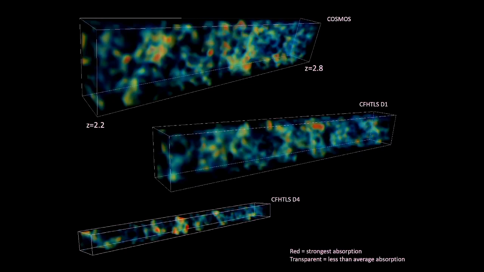We have a few different visualizations. Here you can see the 3 different fields we've observed, and on the long axis here is redshift from 2.2 to 2.8, and the color here is encoding the amount of IGM absorption. The red regions have the most, the transparent regions have average or less than average absorption, and you can immediately see that there's a lot of large-scale structure. There are these huge voids, and these red clumps that are matter overdensities. They themselves form big structures that go over degree scales in some cases.